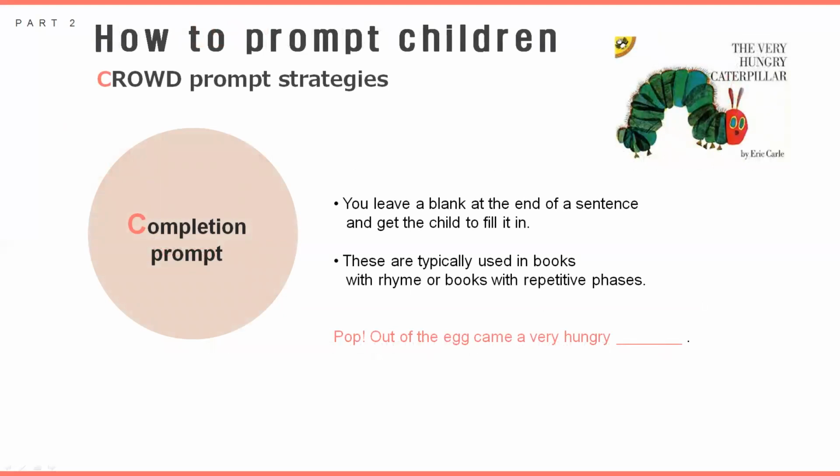And part 2, how to prompt children. It uses CROWD prompt strategies. C stands for completion prompt. You leave a blank at the end of a sentence and get the child to fit it in. These are typically used in books with rhyme or books with repetitive phrases. For example, pop out of the egg came a very hungry what? This prompt is used to increase listening comprehension and let the children use the language.